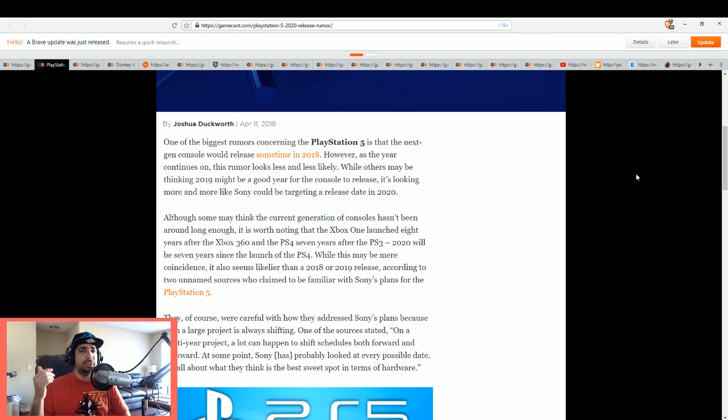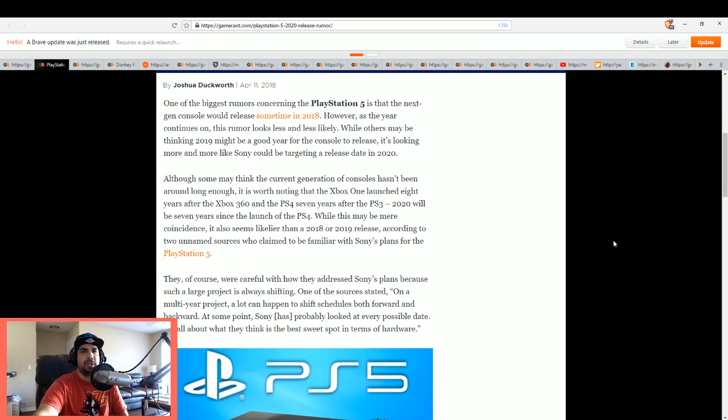Now, they're saying that it might actually come out this year, but it's more than likely going to be in 2020. We already spoke about Michael Proctor's predictions, but then again, he's been wrong about these before, so we don't know when that thing is going to happen. We don't know if it's in development, but regardless, this article from Game Rant goes over a few things, like the current generation. A lot of people think that the current generation hasn't been around long. For instance, the Xbox One launched 8 years after the Xbox 360, and the PS4 7 years after the PlayStation 3. So apparently 2020 will be 7 years.